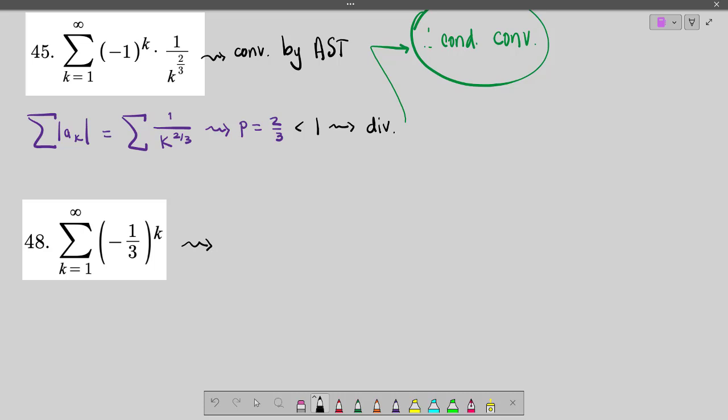When you have a constant raised to a power, you've got that exponential look where the exponent is the thing that's changing, is variable. So this is a geometric series. So you can say that this converges because r equals -1/3 and the absolute value of r is less than 1. So it converges because we have a common ratio with a magnitude less than 1.